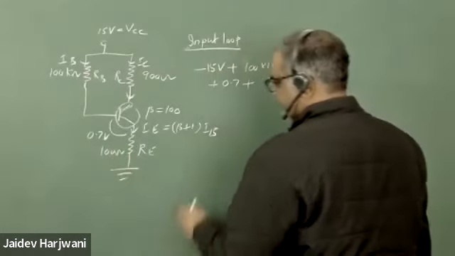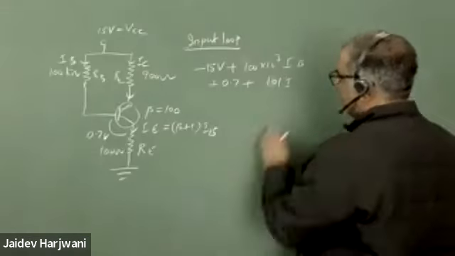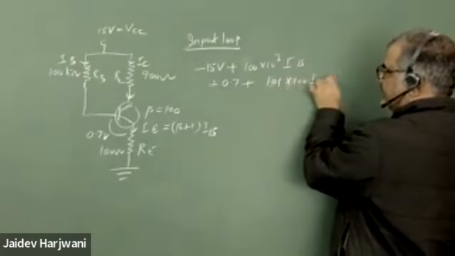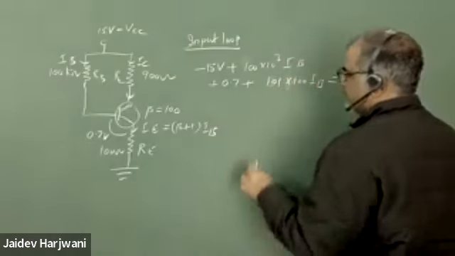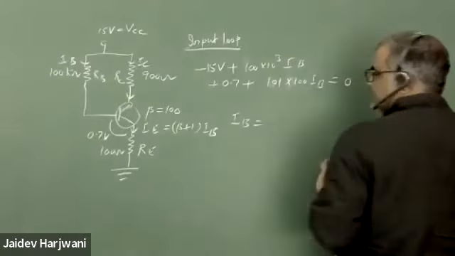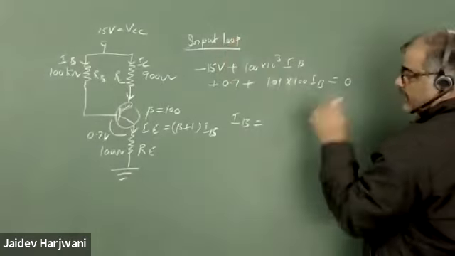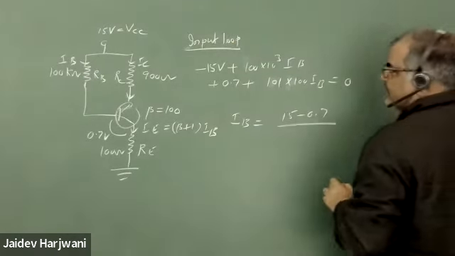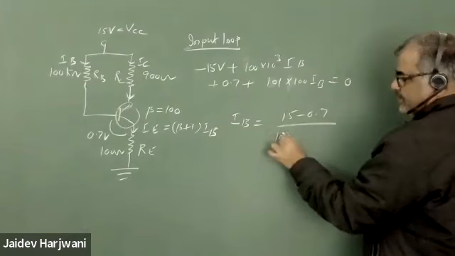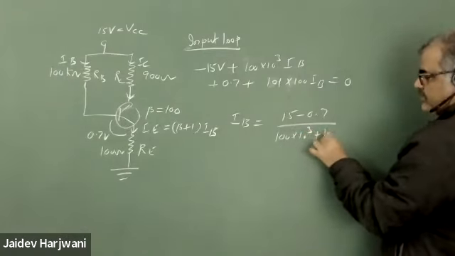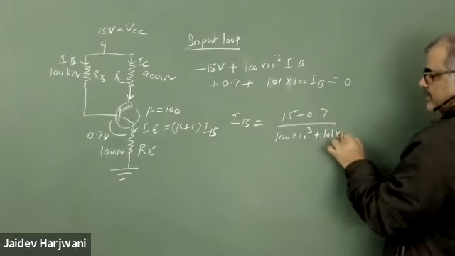Okay, so what does this become? IE is (beta plus 1) IB times RE. So 101 into 100 into IB. Now I want IB. So IB is your 15 volt minus 0.7, divided by this 100 kilo ohm plus 101 into 100.